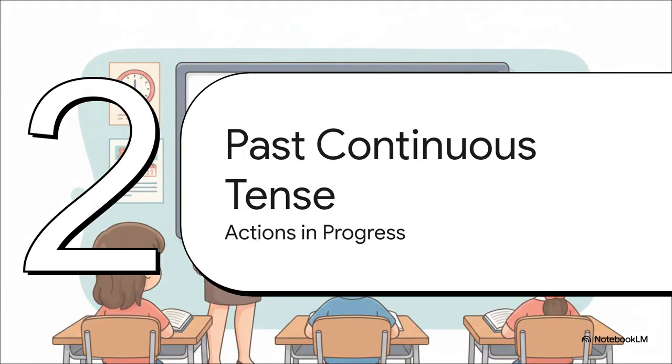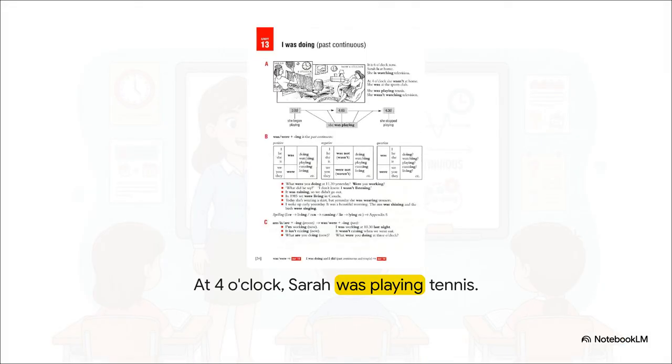Okay, shifting gears into section 4, the past continuous tense. Now we're moving away from finished facts and jumping right into actions that were actively happening. To truly wrap our heads around this, we need a visual anchor. Meet Sarah. Let's look at her day.